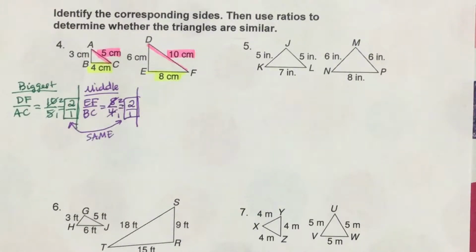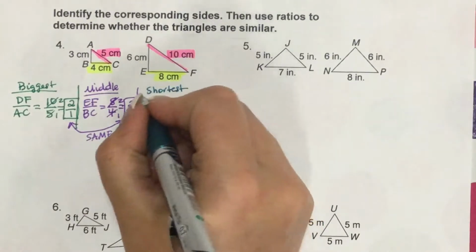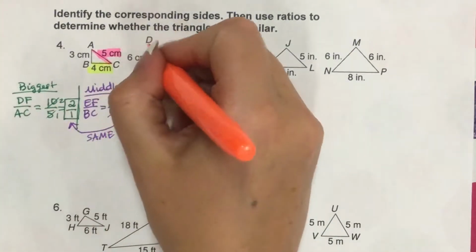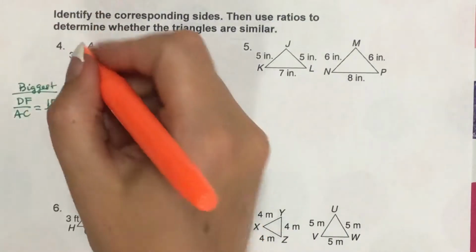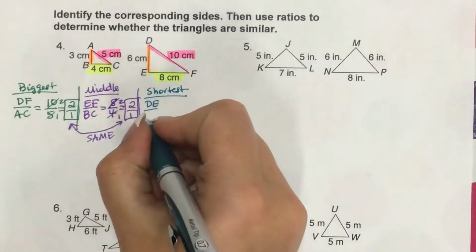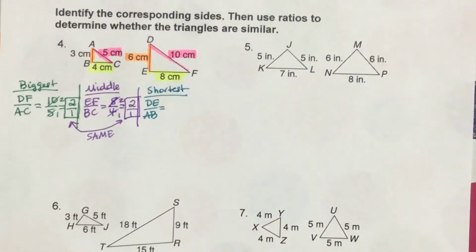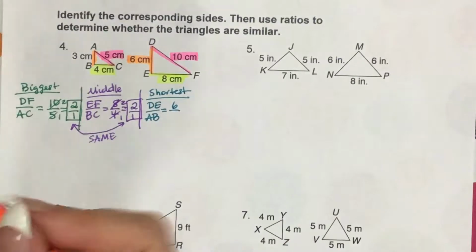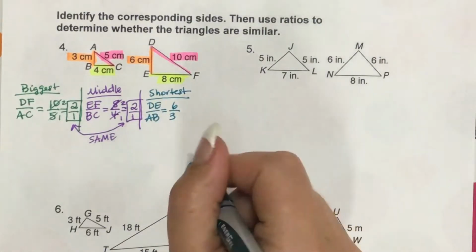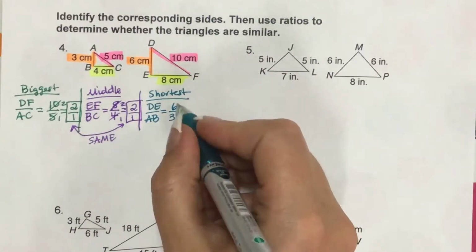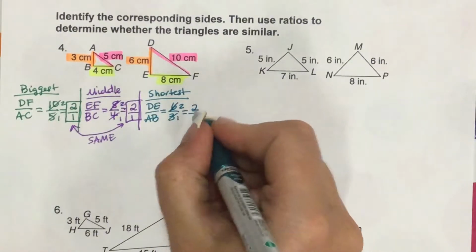Now we just have to do the shortest side. And we do the big triangle on top. So the shortest side for the big triangle is DE over the shortest side for the small triangle, which is right here, AB. Then we plug in the numbers. So DE is 6, 6 goes on top, and AB is 3. So we have 6 over 3, and then we want to reduce that and see if there's a common factor, and yes, there is. 3 goes into both 6 and 3. 3 goes into 6 2 times. 3 goes into 3 1 time. So our ratio is 2 over 1.